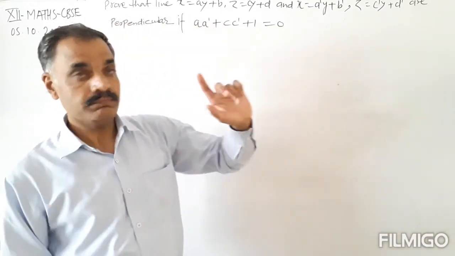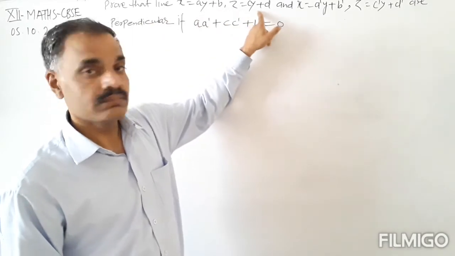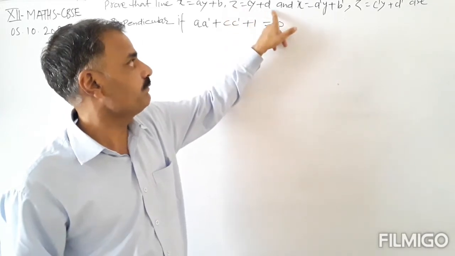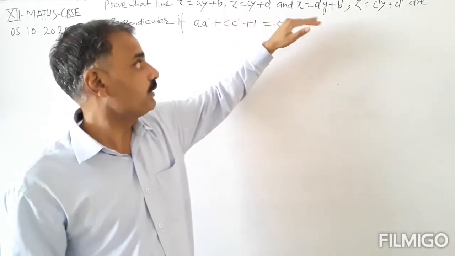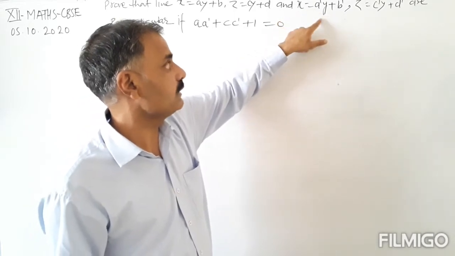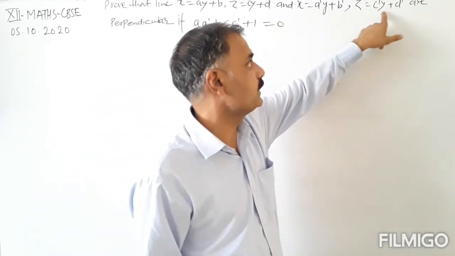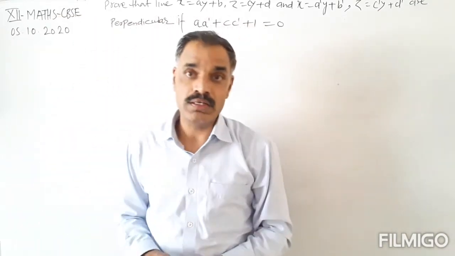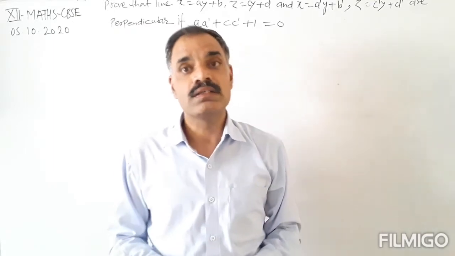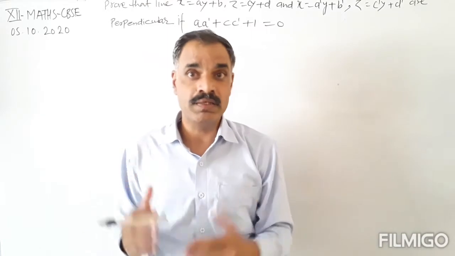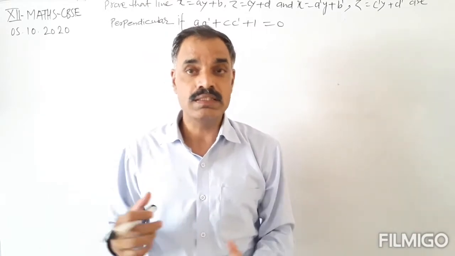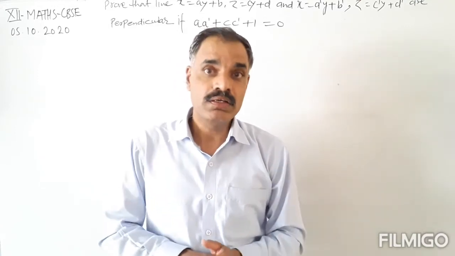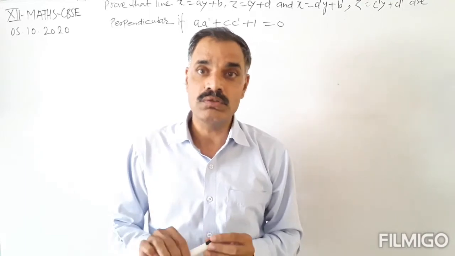So the question is: prove that the lines x equals ay plus b, z equals cy plus d, this is the first equation of the first line. The second equation is x equals a dash y plus b dash, z equals c dash y plus d dash. This is the second line. These two lines are perpendicular if aa dash plus cc dash plus 1 equals 0. Means we have been given two lines and the condition is that the lines are perpendicular.